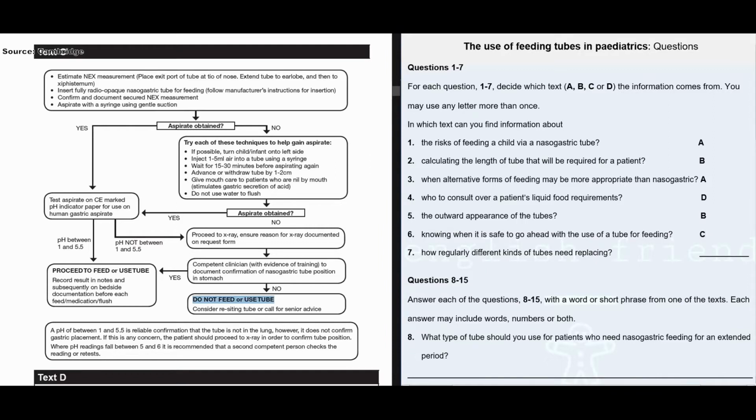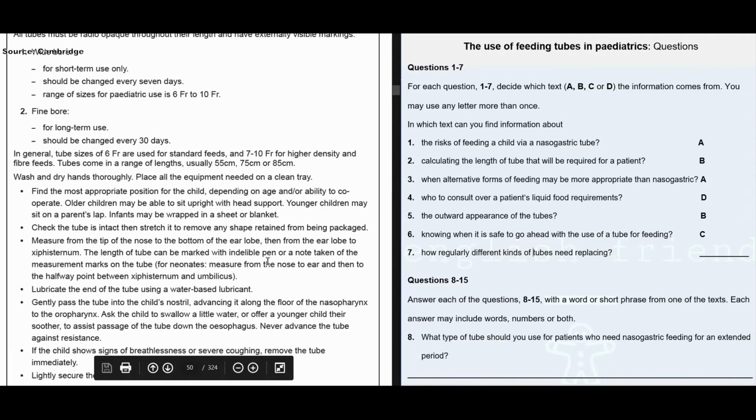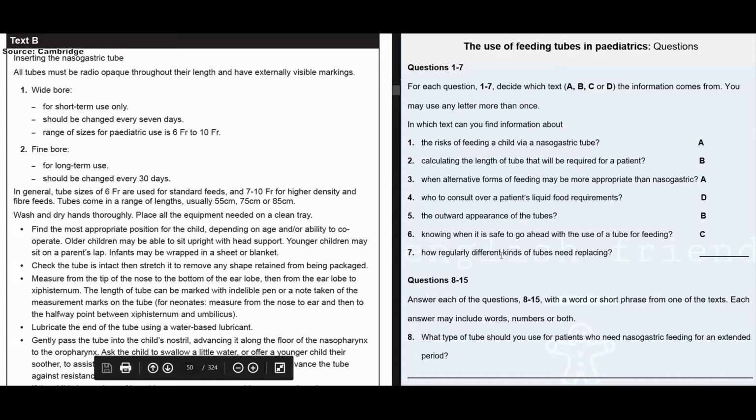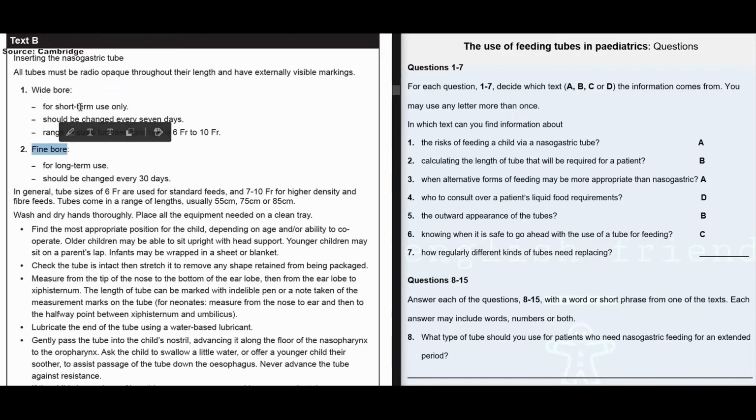Question number 7. How regularly different kinds of tubes need replacing? The answer for this question can be found in text B. So let's go to text B. The question is about different kinds of tubes, and here we may see 2 different types. All tubes must be radiopaque throughout their length and have externally visible markings. Wide bore and fine bore. Wide bore is for short-term use only and should be changed every 7 days. And when it comes to fine bore, it's for long-term use, so it should be changed every 30 days.